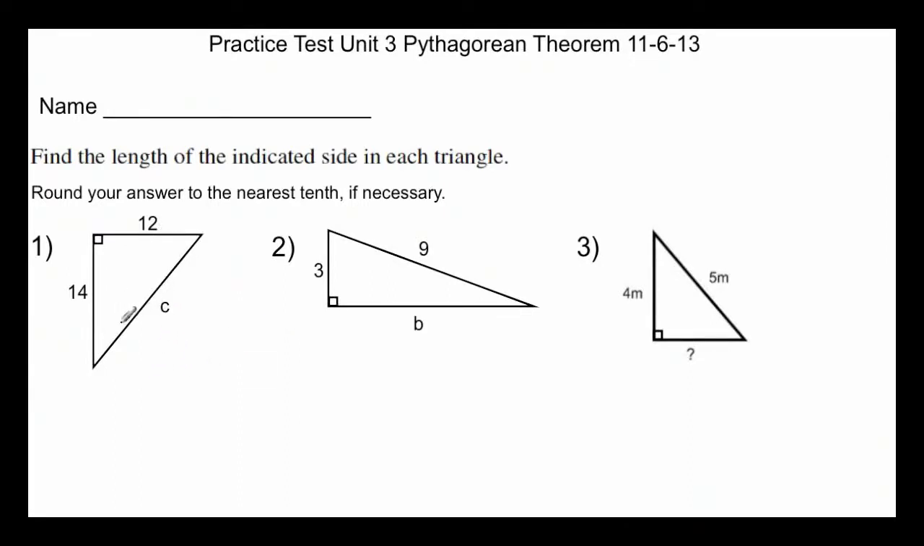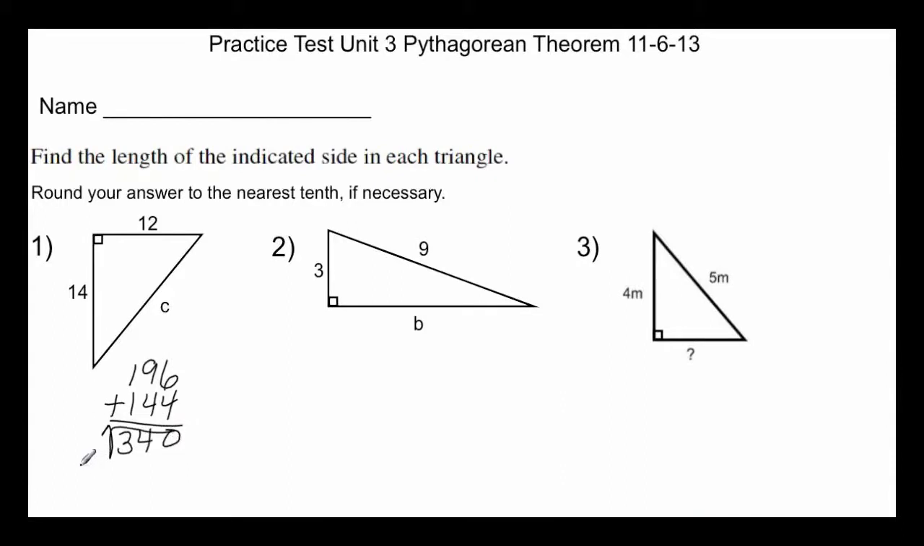So I'm going to do little shortcuts. So I know I need to find c. So that means I'm going to square each of these legs, add them, and then find the square root. So the square root of, 14 squared is 196. 12 squared is 144. If I add those up, I get 340. Then I'm simply going to find the square root.